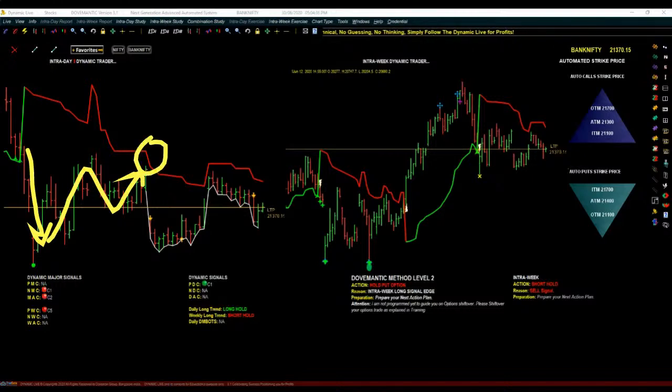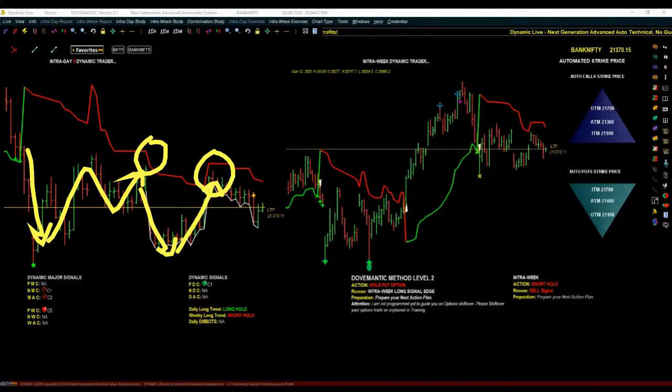Similarly, it came down once again and then it moved up. It almost touched the long signal. So these are the points. We call this a long signal edge point. So whenever the price comes closer to the long signal, or even if the price touches the long signal, these are the points. We call them long signal edge points.